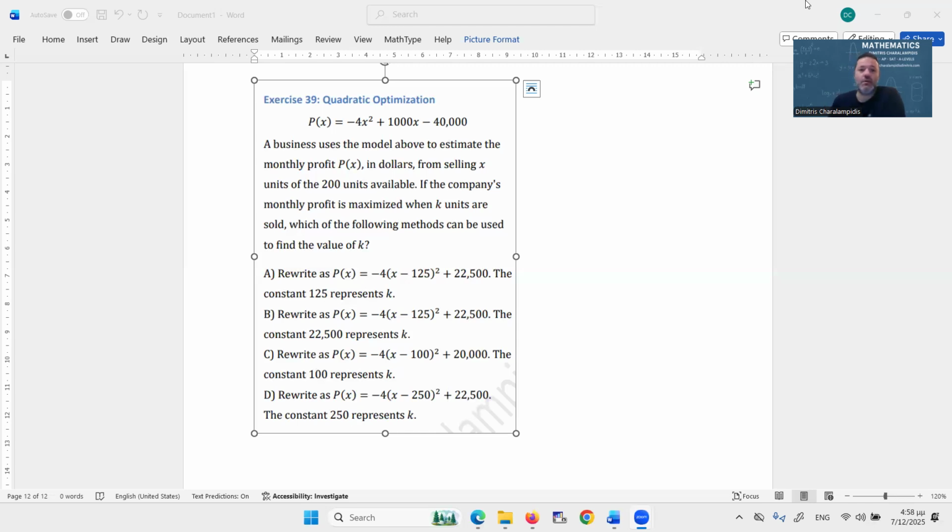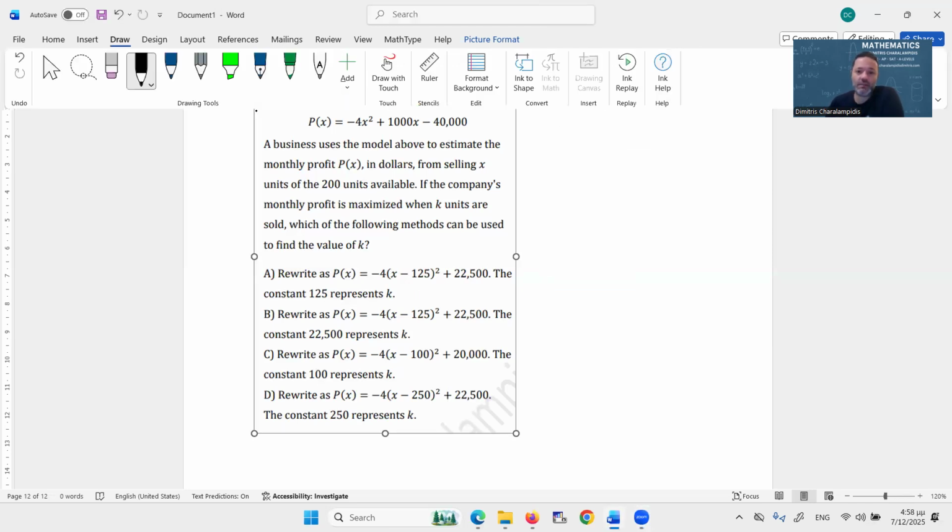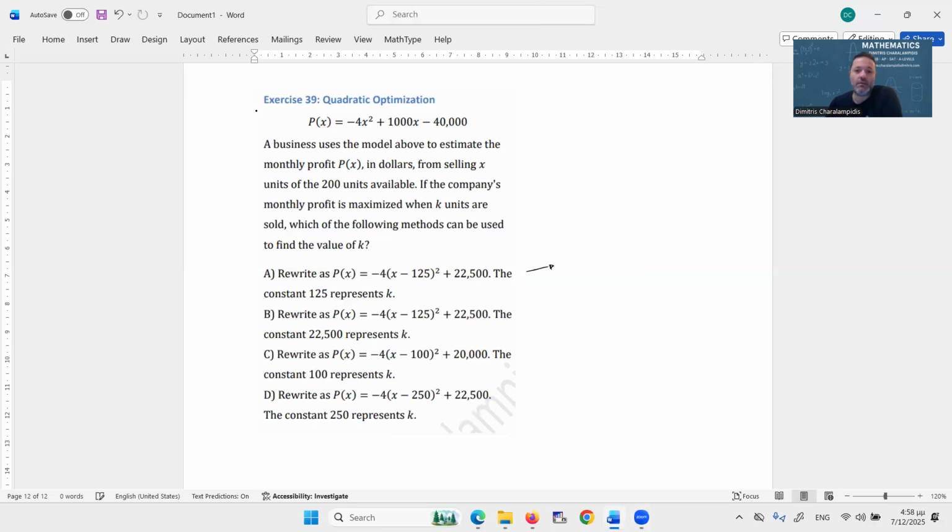Okay, so we can see that this is the vertex form here. It's assumed to be 125, 22,500, which means that we would need to solve for x units, and that would have been the profit. Here, 125 represents k. K is how many units are to be sold.